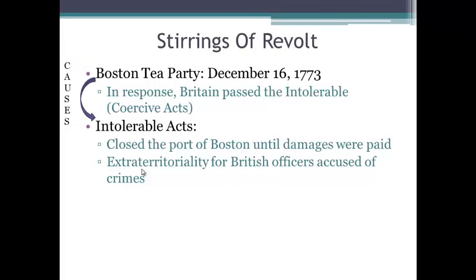I live in Britain and I come to the United States, and I'm in the military. I'm a redcoat. I end up killing an American colonist. Normally, what would happen is I would go on trial in America, but under extraterritoriality, I would be shipped back to Britain where I would stand trial there.